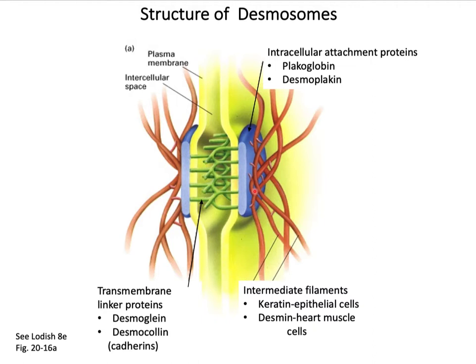Then you can see the intracellular attachment protein in blue, and examples of the intracellular attachment proteins in desmosomes are plakoglobin and desmoplakin. And finally, you can see the collection of plaque proteins interacting with the intermediate filaments. In the case of epithelial cells, these intermediate filaments are probably keratin. In the case of heart muscle cells, these intermediate filaments are probably desmin.